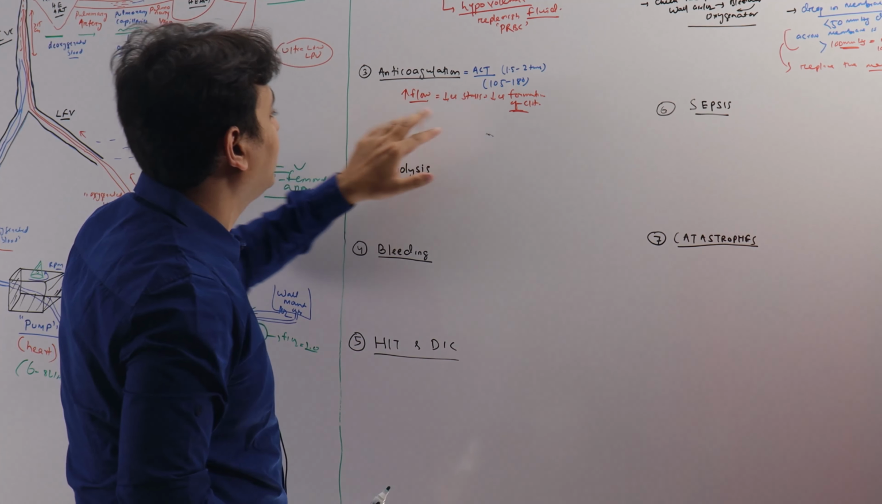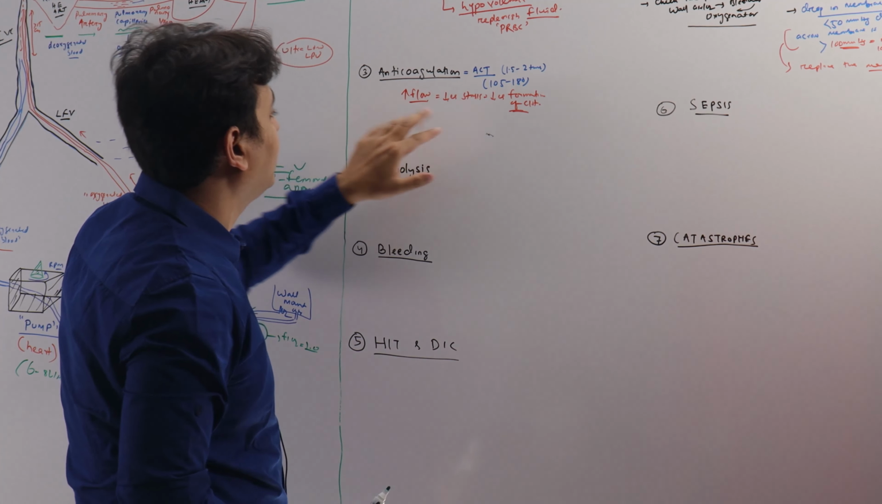Now coming to hemolysis. How to diagnose? Hemolysis can be possible because you are giving high flow or high RPM, because of small cannula size and wrong position.